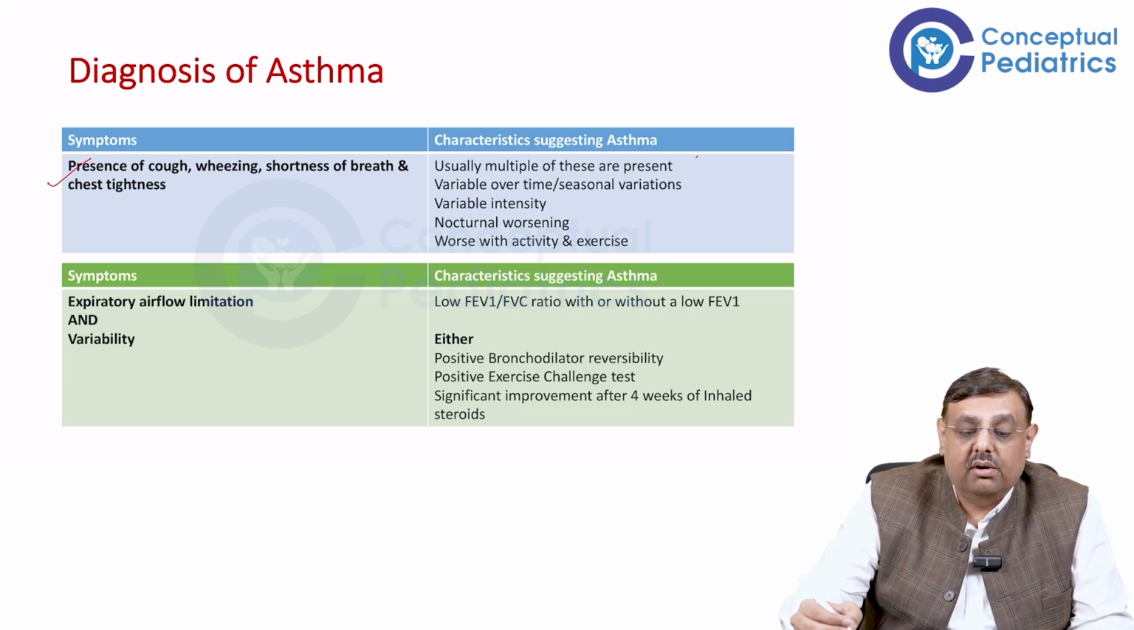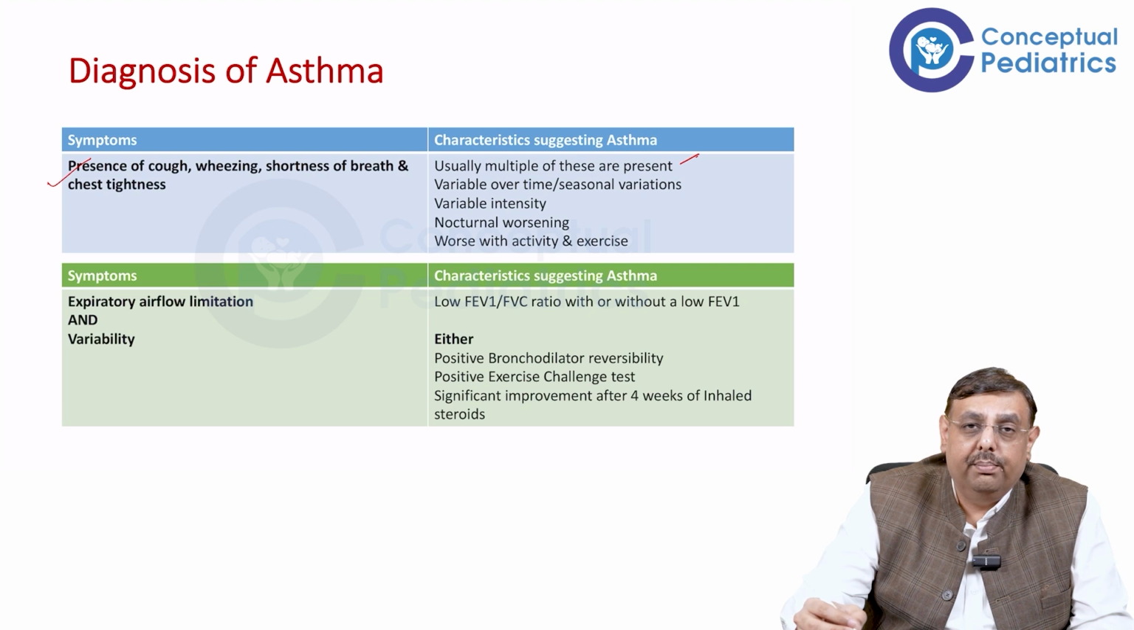So it is not just cough, it is not just wheeze, it is not just shortness of breath, it is not just chest tightness. Usually 2 or 3 of these would be present. Now, if you have just one thing isolated, then you need to consider a lot many differential diagnoses as well. But usually children with asthma will have multiple of these symptoms. These symptoms, they vary over time.